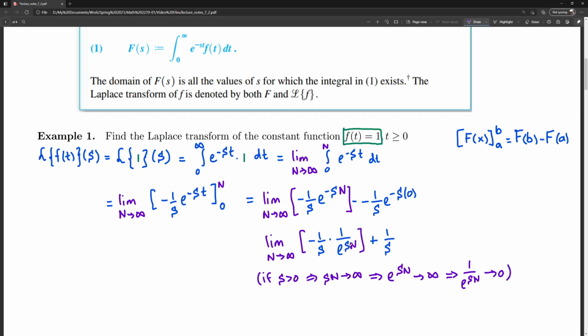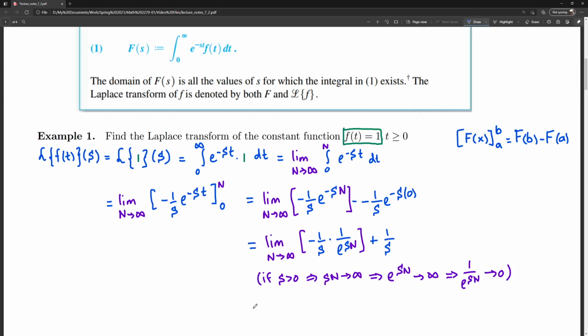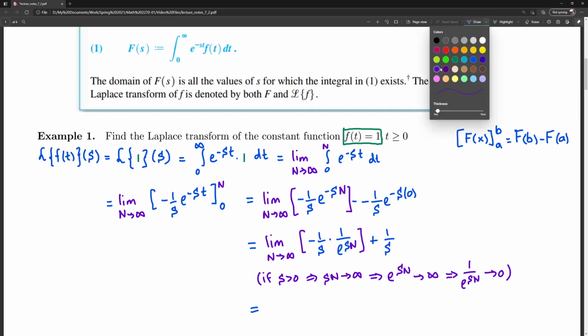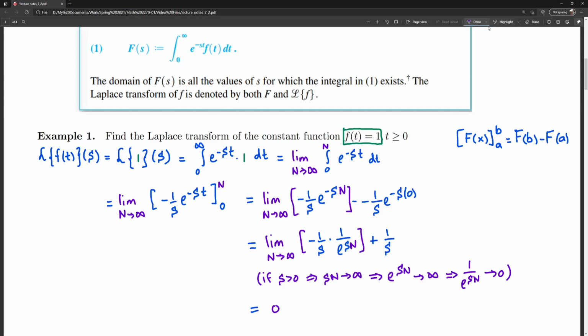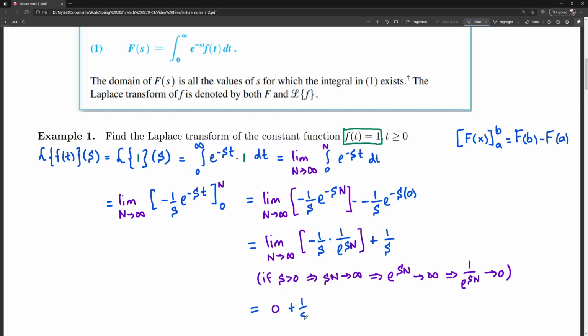So this right here is 0. Negative 1 over s is a constant. So that whole limit evaluates to just 0 as long as s is greater than 0. So that is 0 plus 1 over s. And that's if s is greater than 0.